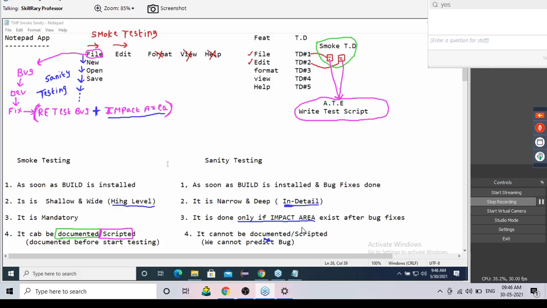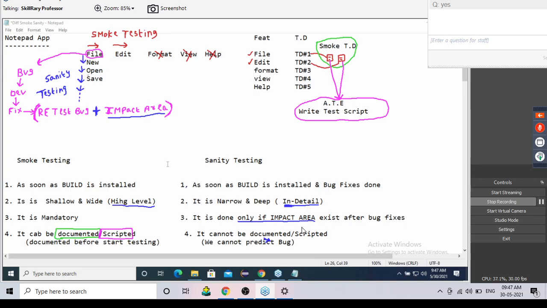See why they say smoke, sanity, skim, dry run, BVT are the same. Let it be smoke, let it be sanity, both are done as soon as the build is installed. Both are done when the new build is installed. If the new build is not installed, you cannot do smoke also, you cannot do sanity also. So generally they call it the same only, but these are the differences.